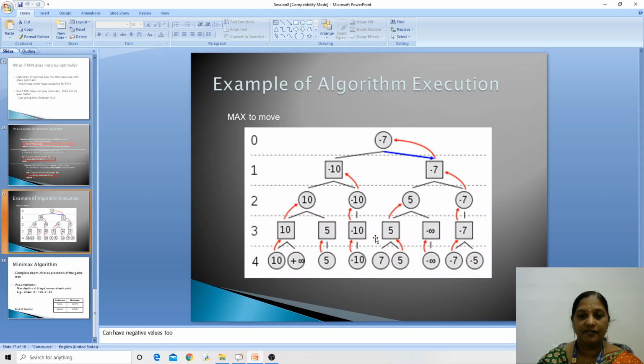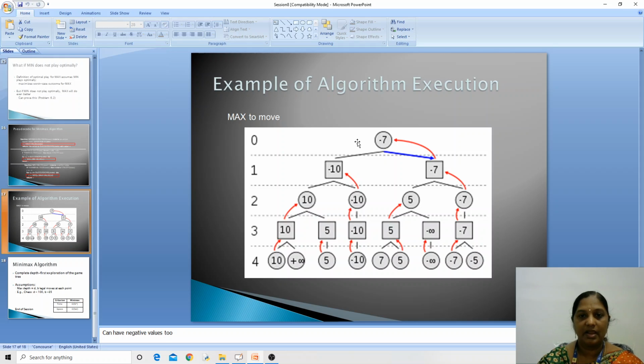So after playing the minimum here, the next chance is given for maximum. So 10 and 5, which is the maximum? 10 is the maximum. Minus 10 is alone here, minus 10 is the maximum. 5 and minus infinity, 5 is the maximum, and minus 7 is the maximum. And next here, who is playing? Minimum is playing here. So he has to select the minimum value of each node. So 10 and minus 10, which one is the minimum here? Minus 10 is the minimum. So it's selected as minus 10. And 5 and minus 7, which one is the minimum? Minus 7 is the minimum. He selected minus 7.